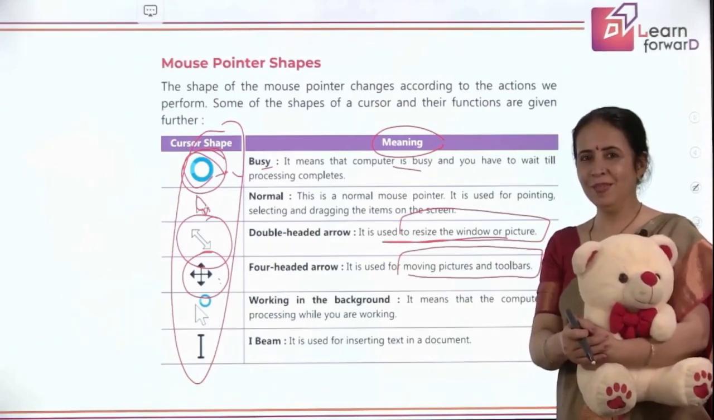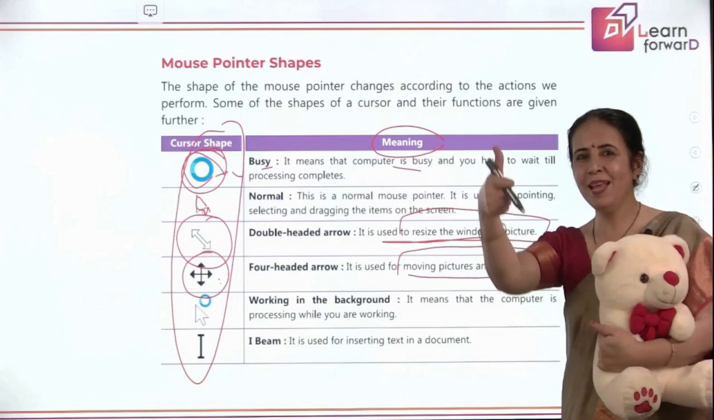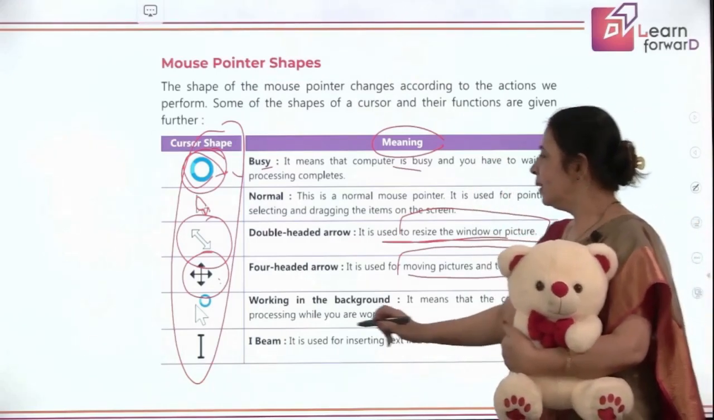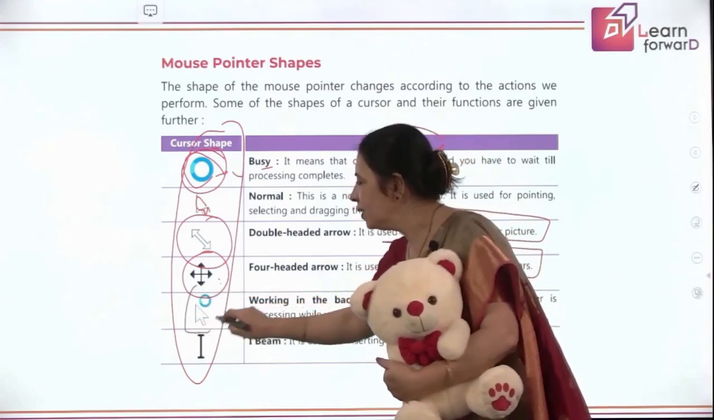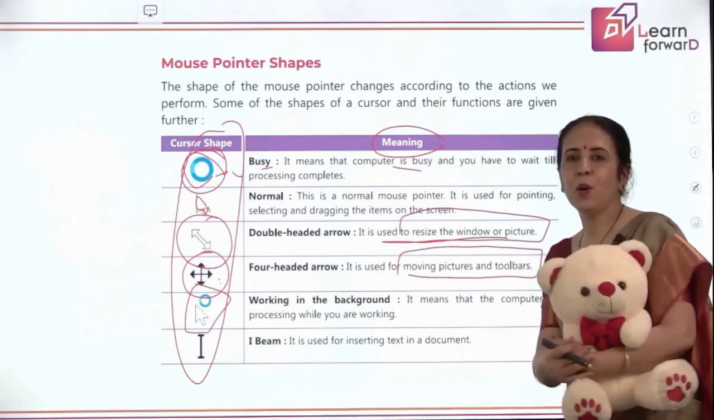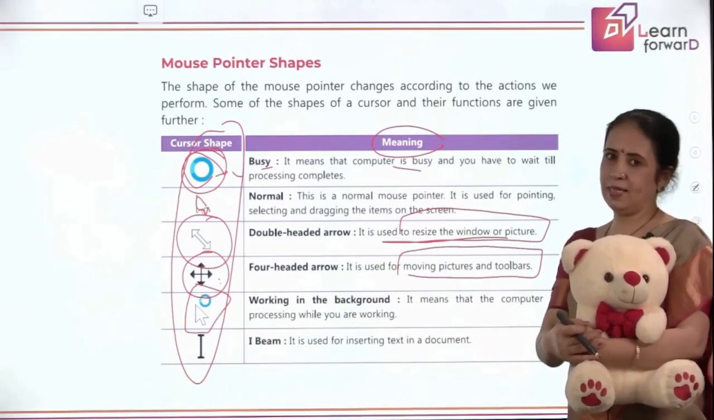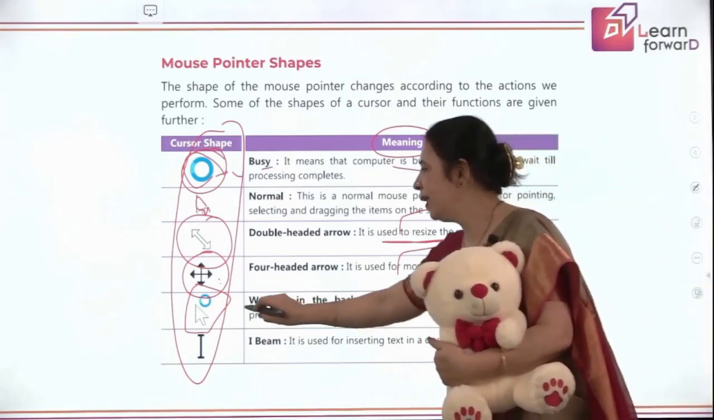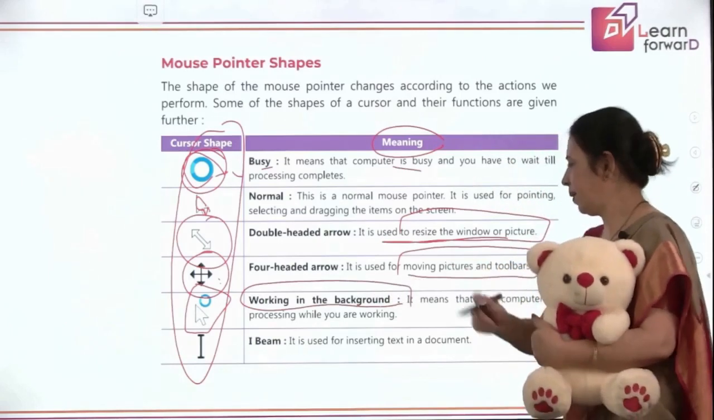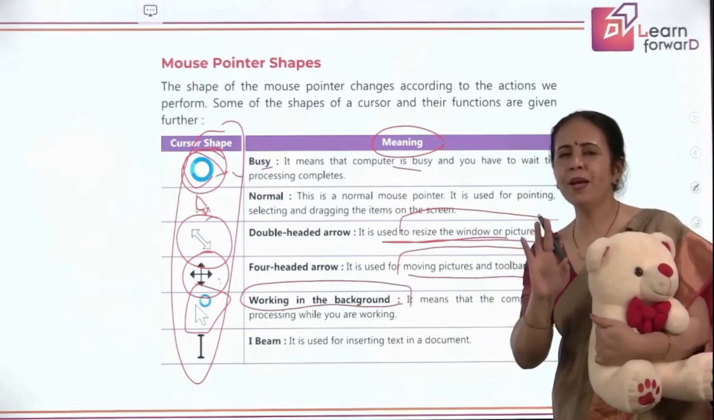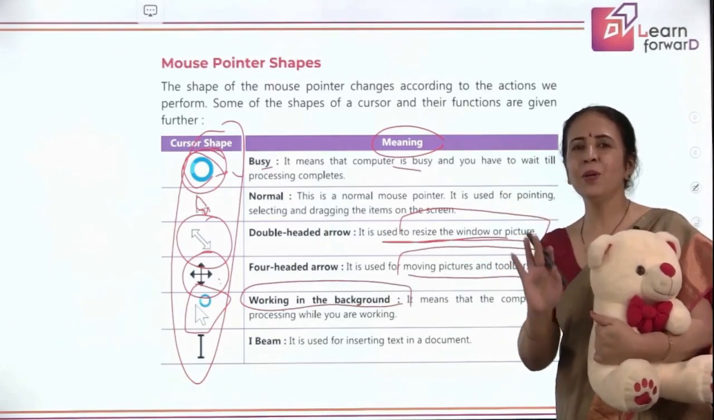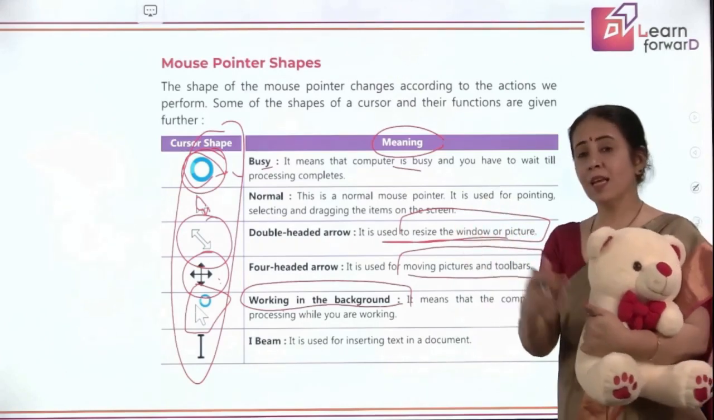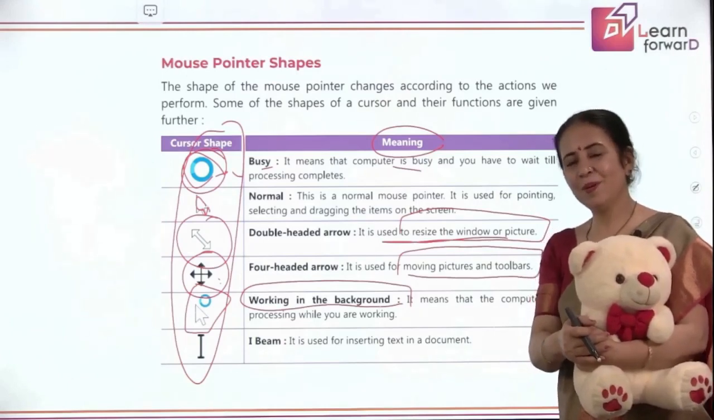Understood? Time to show your thumbs up. Come on. Hey, let's move ahead. This is another shape which you could see on the screen. What does this indicate? This indicates that some work is being done in the background. So that means the computer is a bit busy this time and you have to wait for the computer while the processing is being done, right?